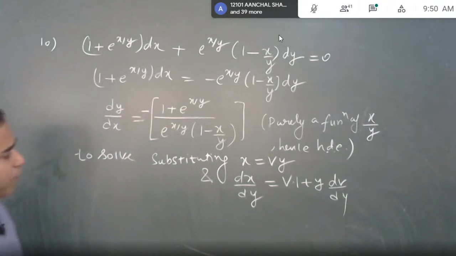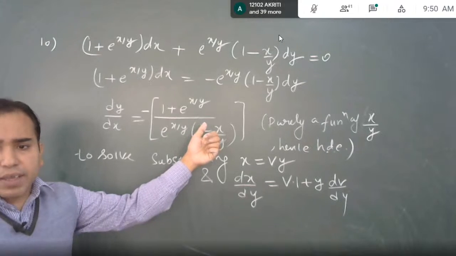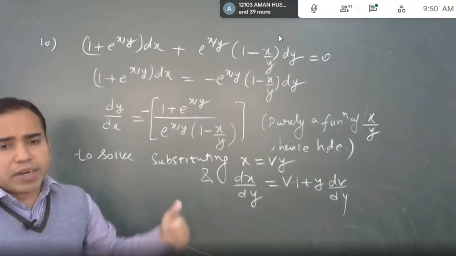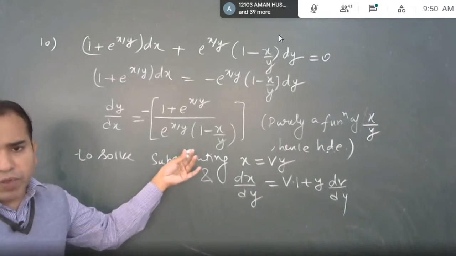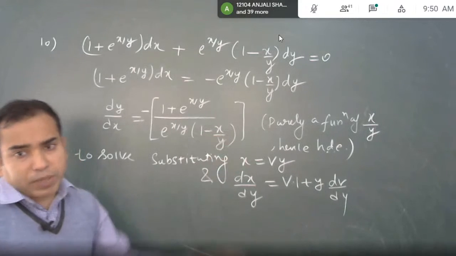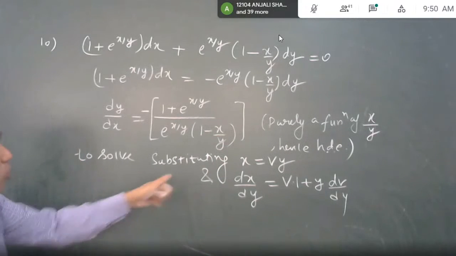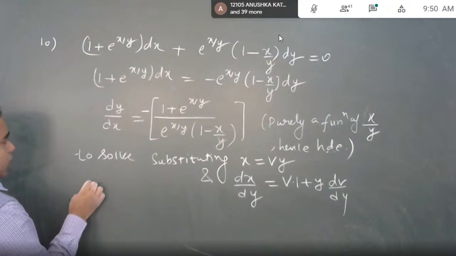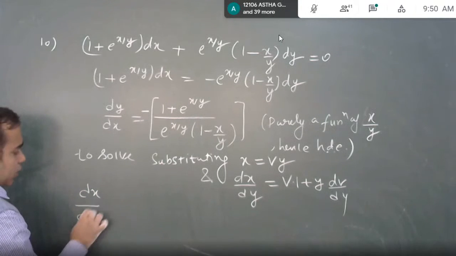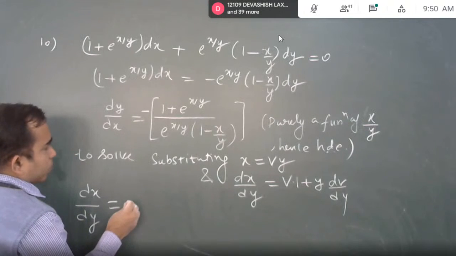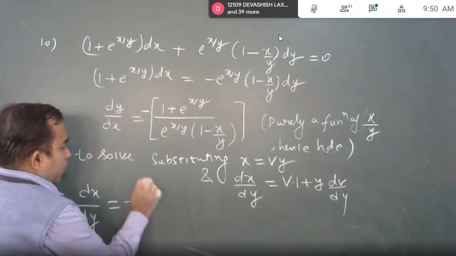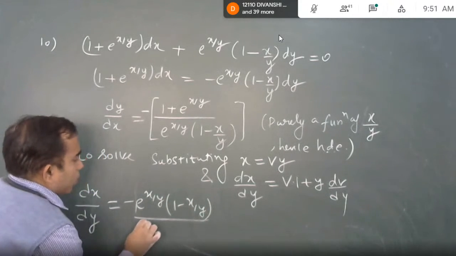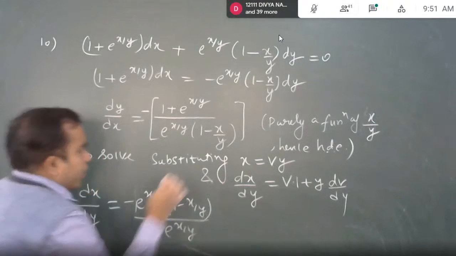Okay. So you understand why we have done this, because x upon y is there. If I put y equal to vx, 1 upon v will come, which will create further complexities. Of course that also will be a way to solve, and I think the answer will come from that also, but I think this will be shorter. So I am going to inverse it, then I will make the substitution. dx upon dy equal to minus e to power x upon y into 1 minus x upon y whole upon 1 plus e to power x upon y. Now make this substitution.